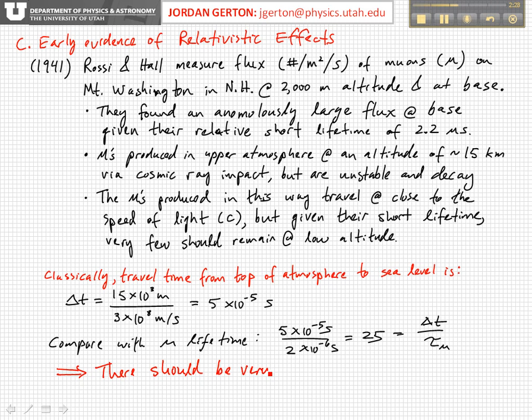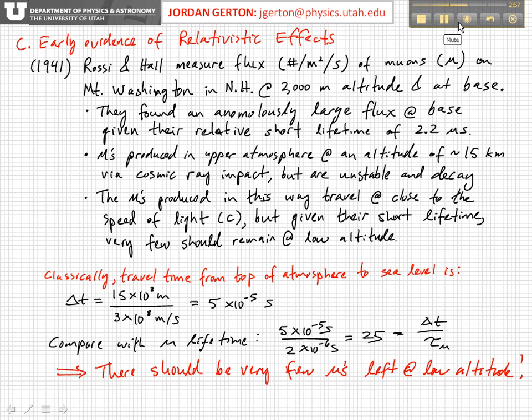Okay, so there should be very few muons left at low altitude. Okay, and that's what Rossi and Hall sort of, I guess, were expecting. The fact that they didn't get that is evidence of special relativity, as we'll discuss now.